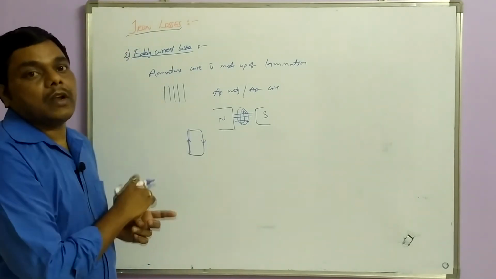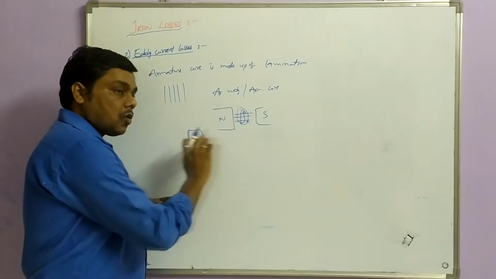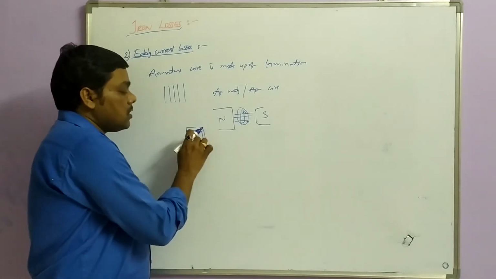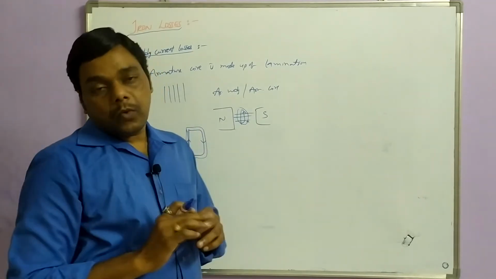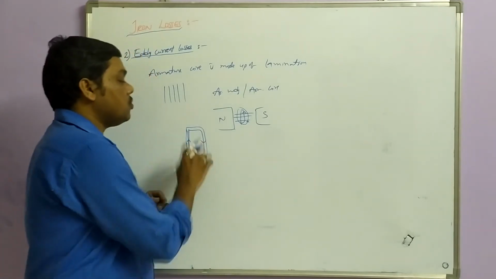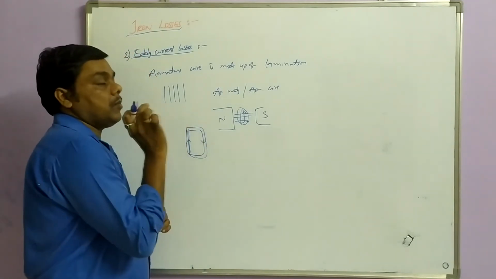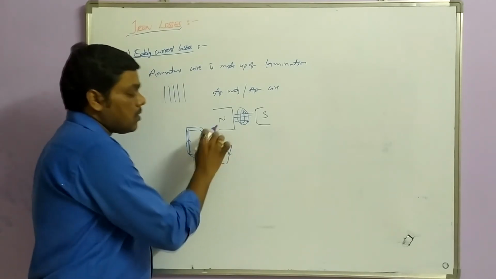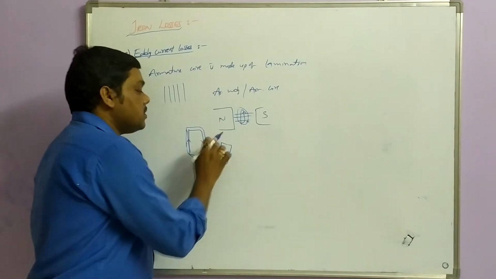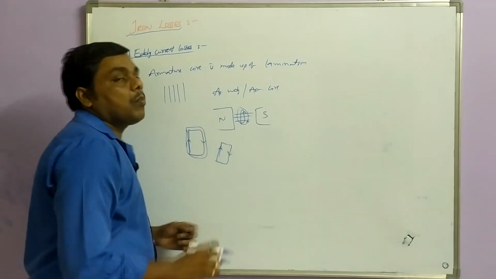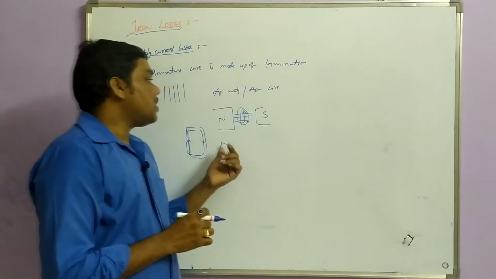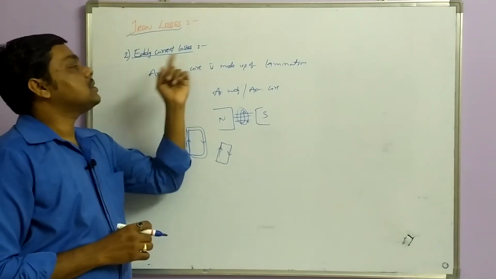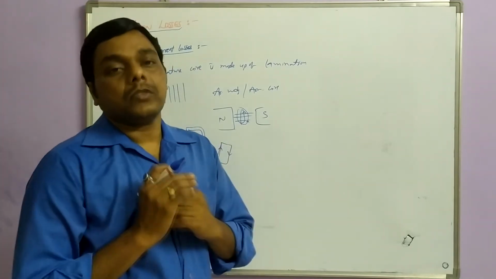Since it is a lamination, it is not a solid core. It is a single lamination, and there are a number of laminations. The current has more paths available to flow through other than this single lamination. So this current flows only through this particular lamination, and this wastes some power. This current is called the eddy current, and the losses due to this are called eddy current losses.